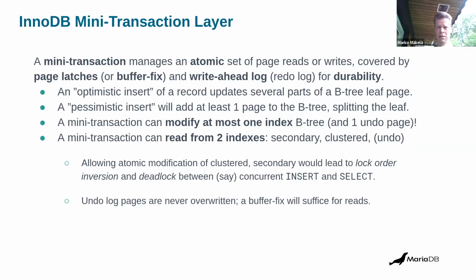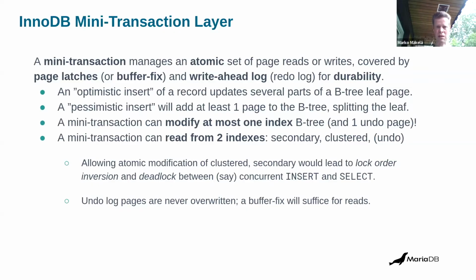And these changes need to be atomic. So all the pages that the pessimistic operation modifies need to be committed at once, or nothing. We must recover either all changes or none of them. There is also a constraint that the mini transaction can modify at most 1 index B-tree. And it may also write an undo page to record an undo log record about that change. But it must not modify multiple indexes.